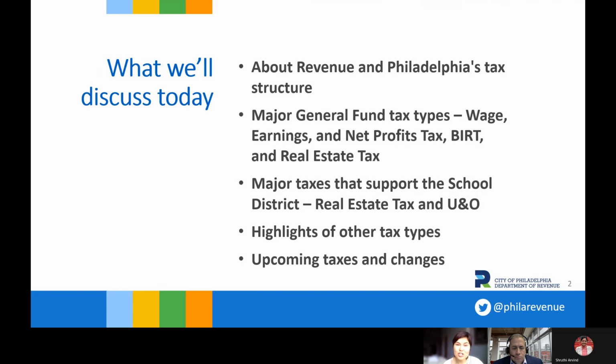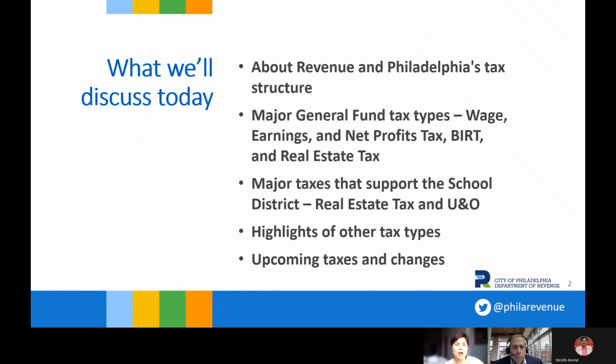But today we're going to talk just very briefly about our tax structure and how we are allowed to tax. Then we'll talk a little bit more in depth about the four major general fund tax types. That's the wage, earnings, and net profits tax, which we often talk about all together. The business income and receipts tax, that's our major business tax here. And then the real estate tax.